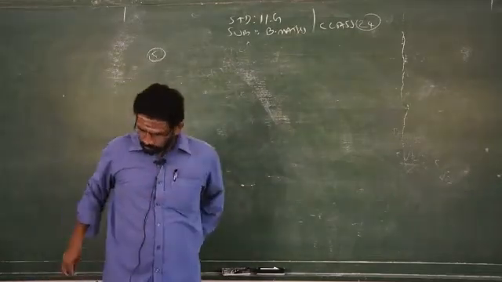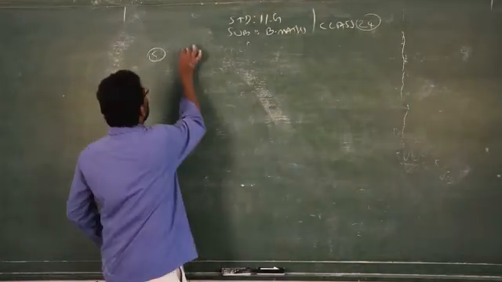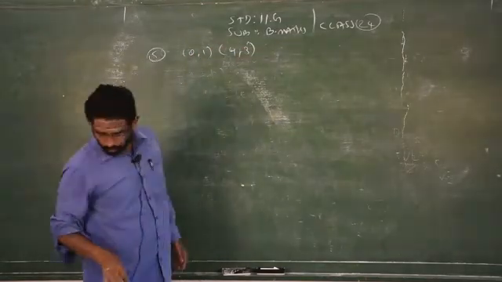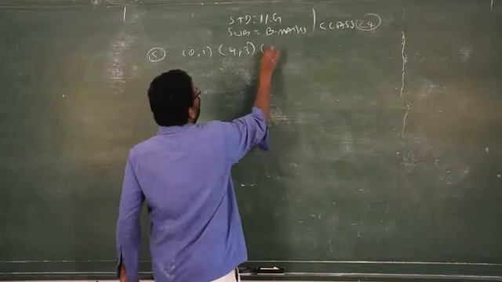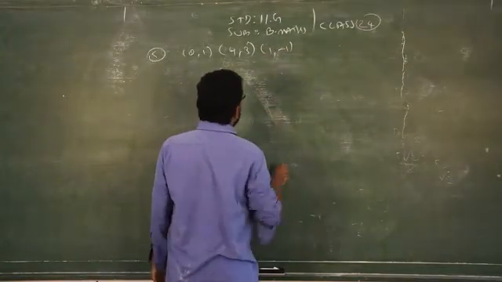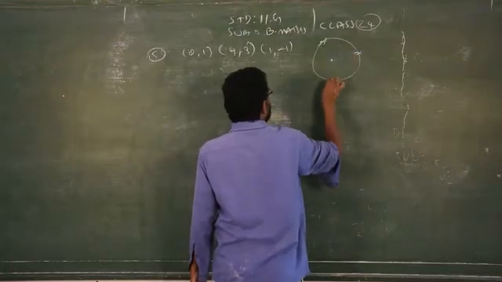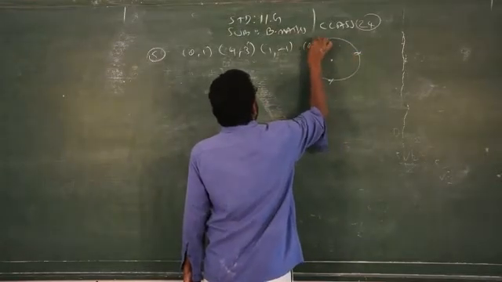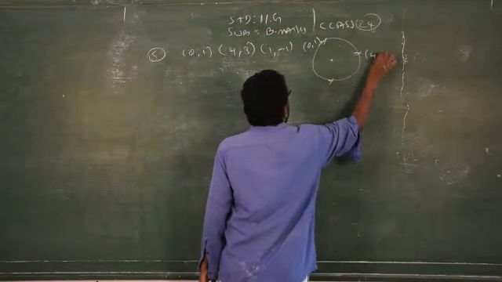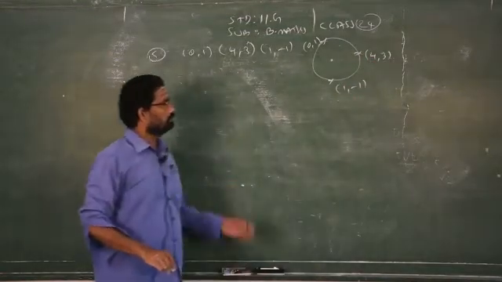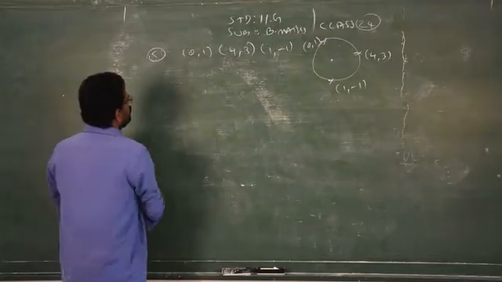Find the equation of the circle which is passing through (0, 1), (4, 3), and (1, -1). Clear? So for a circle, there will be a center. There are 3 points: (0, 1), (4, 3), and (1, -1). So for these 3 points, what is the general equation of a circle?